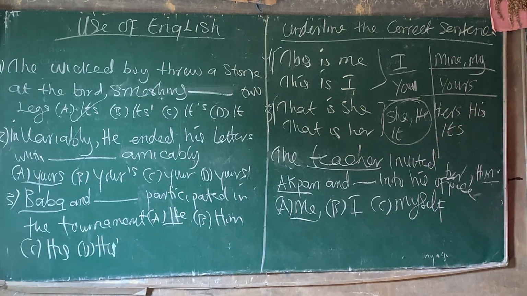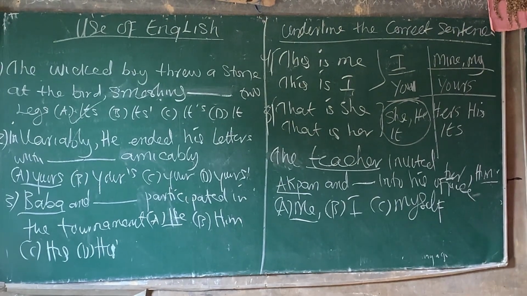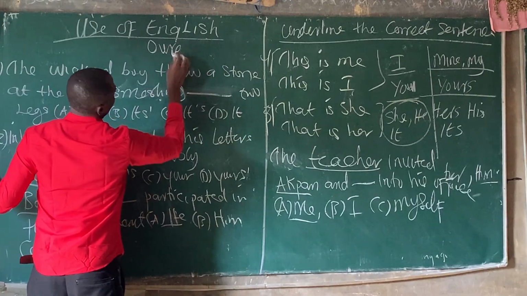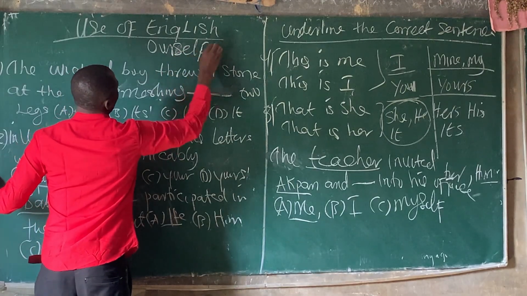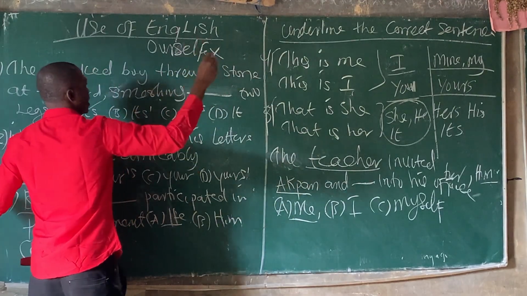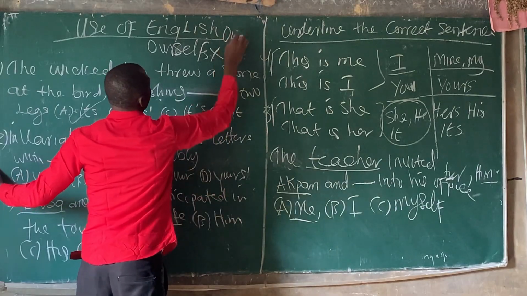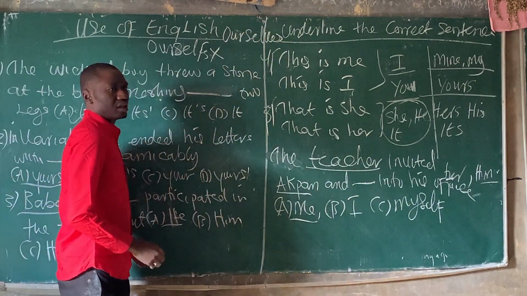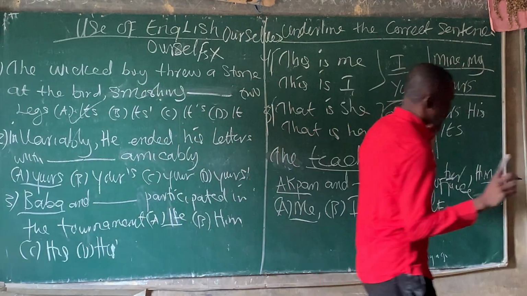We. Then for the object, what will it become? Our. For the reflexive, what will it become? Ourself. Not ourselves. Because I told you that there is nothing like ourselves. This does not exist. If it's grammatically wrong, it should be our self. Okay? Our self.